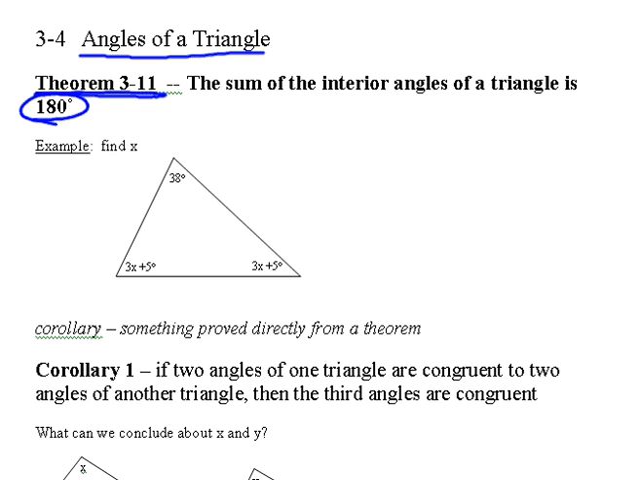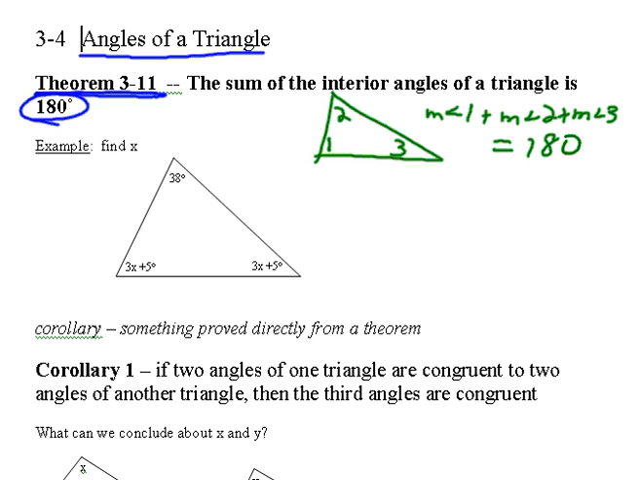What that means is if I'm looking at a triangle, I know that angle 1 here plus angle 2 plus angle 3 have a sum of 180 degrees. Always. It doesn't matter if it's an obtuse triangle or a right triangle or an acute triangle. They always add up to 180 degrees.